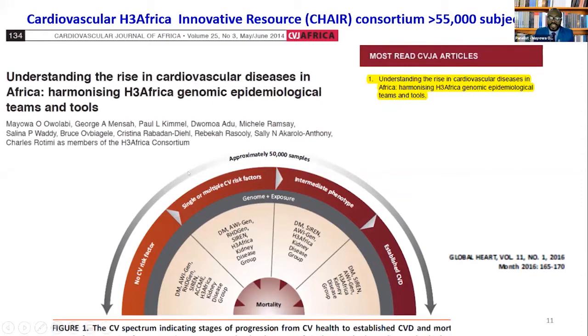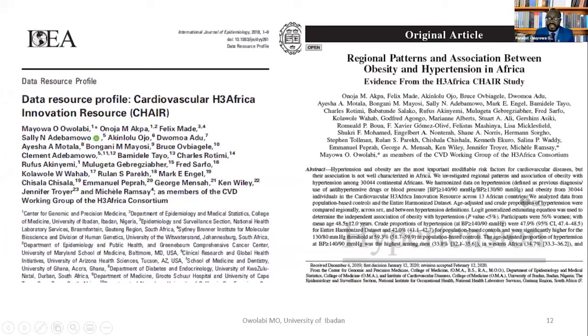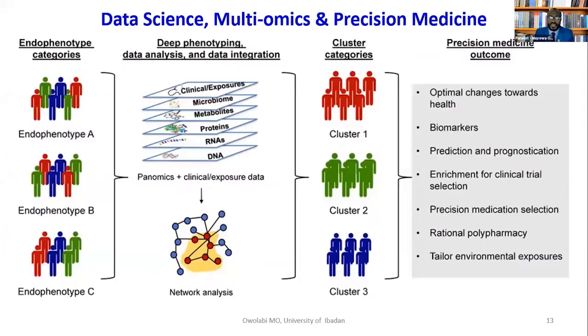And we already have some publications from this, examining these relationships across different cardiovascular diseases. So what more do we need to do? Well, we need to understand the interaction between genetics and environment to be able to come up with precision medicine interventions that would help to bring down the burden of stroke on the continent and other cardiovascular diseases. Identify new biomarkers, new molecular targets for treatment, precision medicine, and to tailor environmental exposures.